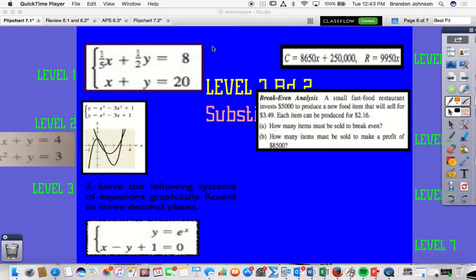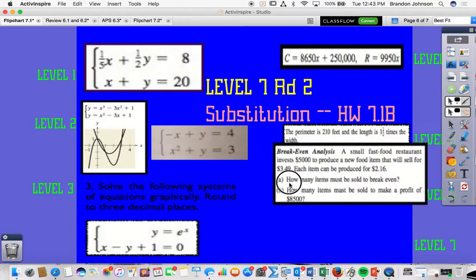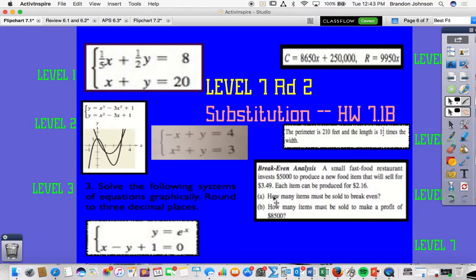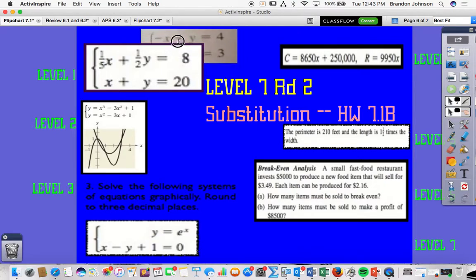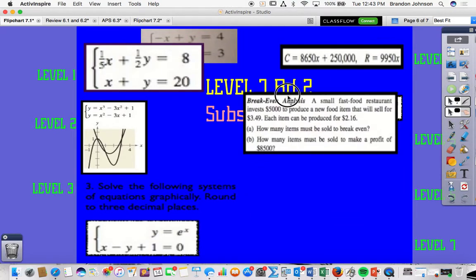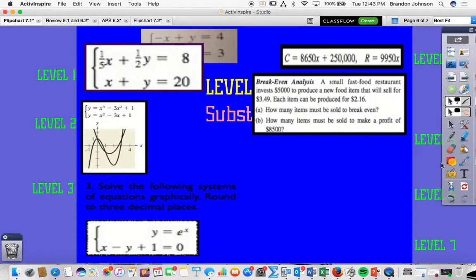Before we get to this, I rearranged these here in terms of where all these were, but you can see here the level 7 problems, very similar to this. The one I wanted to look at was this break-even analysis, and I wanted to give myself some room, so that's why I adjusted this. So let's go right straight into it. It says: a small fast food restaurant invests $5,000 to produce a new food item that will sell for $349. Each item can be produced for $216.